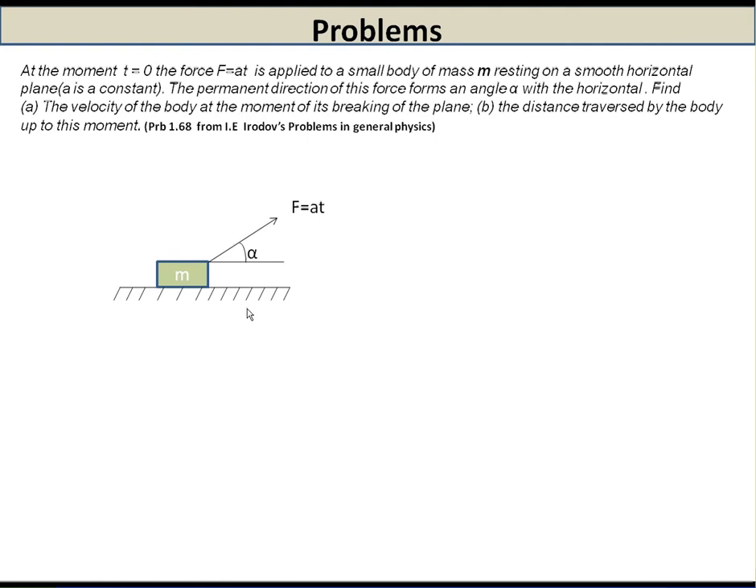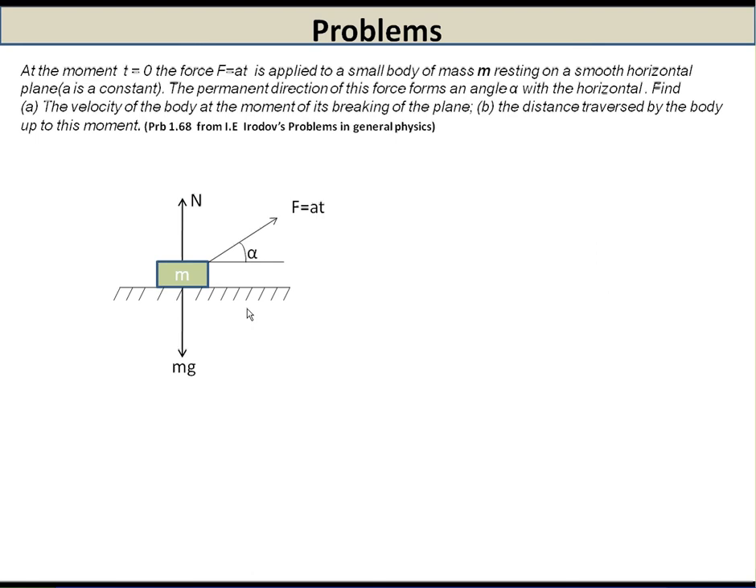So let's quickly find out what forces are acting on this body. At any moment t we have the weight, which is mg, acting on this mass m. Then we have the normal reaction, which I have represented by N. At time t equal to t0, N equal to mg.